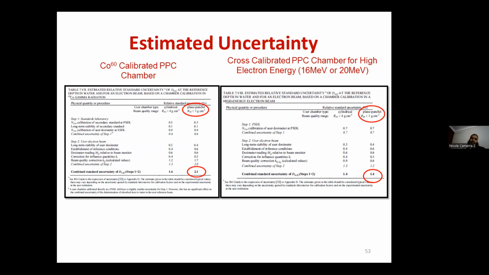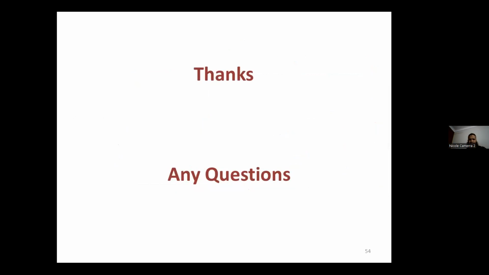Then we can go directly to the plane parallel chamber, which is directly calibrated for your beam qualities at different energies. They give you the fitting curves and the formula, you put your R50 in it, and then you get your beam quality from there. So hopefully I have answered most of it. If you have any questions, please go ahead. Thank you.